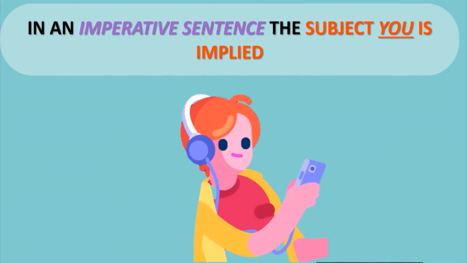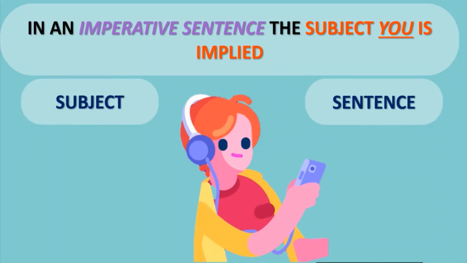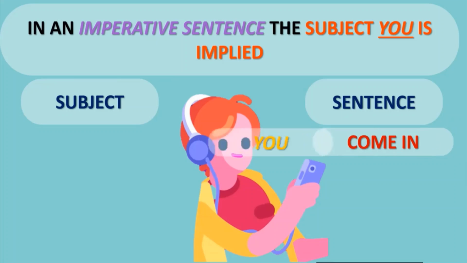In an imperative sentence, the subject you is implied. Implied means it is hidden. That is, even if it is not written, we consider it to be there in the sentence. Like, the sentence is come in. So who should come in? You. So the subject here is you. So although it is not included in the sentence, you is the subject here.